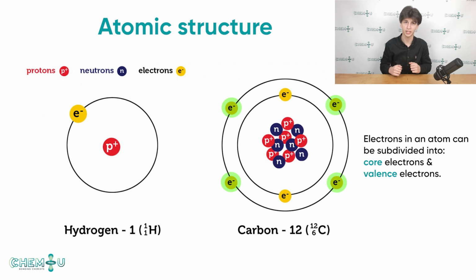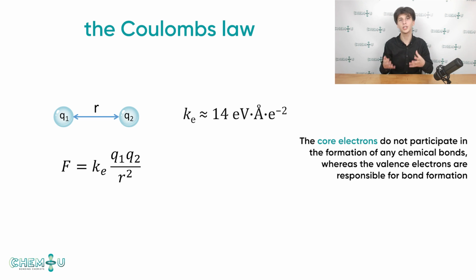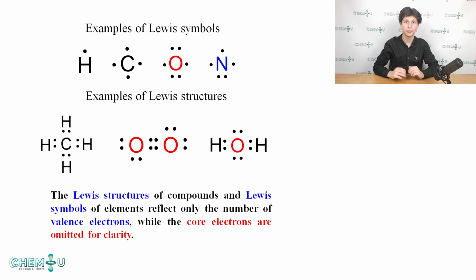held most loosely. Here is Coulomb's law once again, and if you don't really understand what is going on here, just check our introductory video to the fundamentals of bonding theories for organic chemists. That's why the core electrons do not participate in the formation of any chemical bonds, whereas the valence electrons are responsible for bond formation. In other words, the valence electrons define the chemical properties of elements. The Lewis structures of compounds and Lewis symbols of elements reflect only the number of valence electrons, while the core electrons are omitted for clarity.